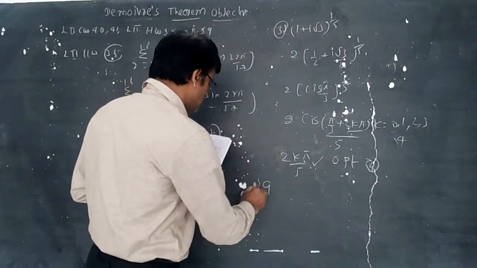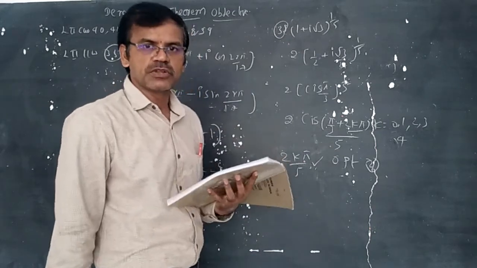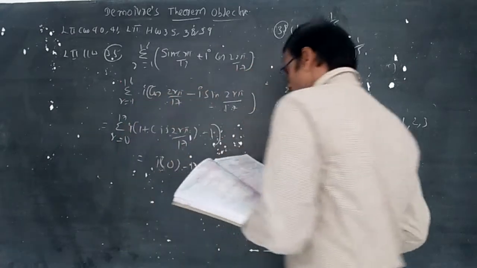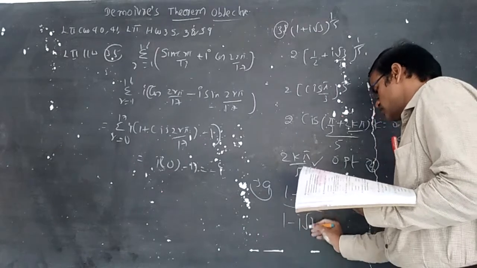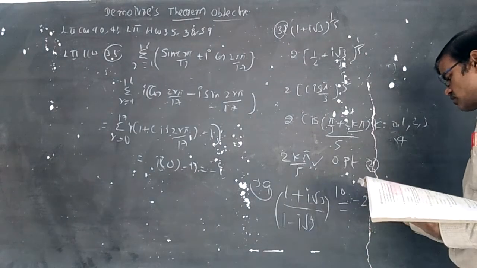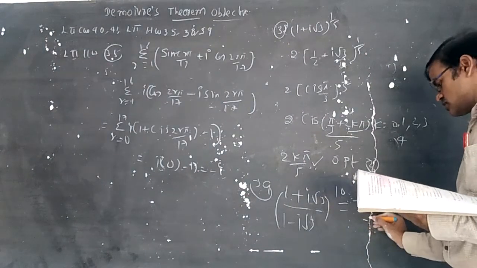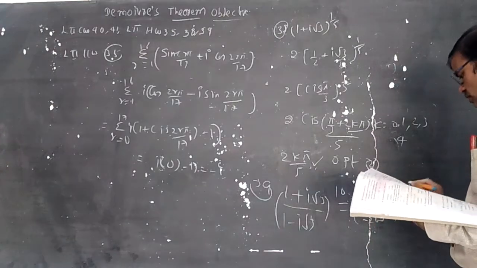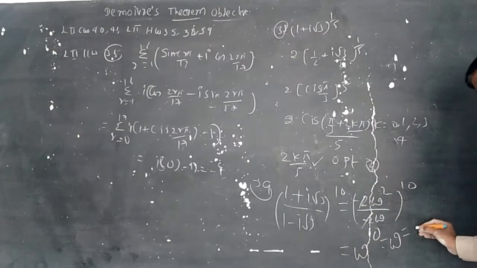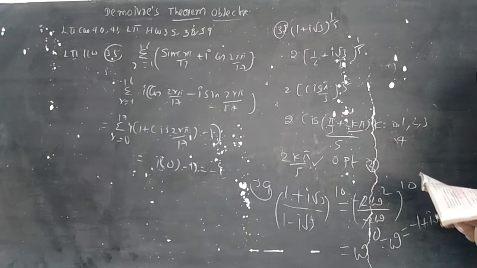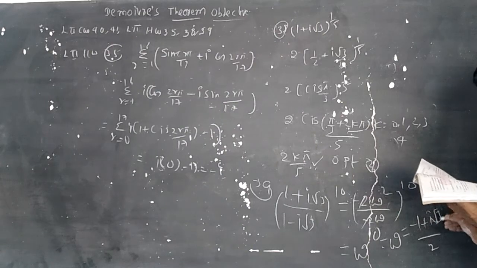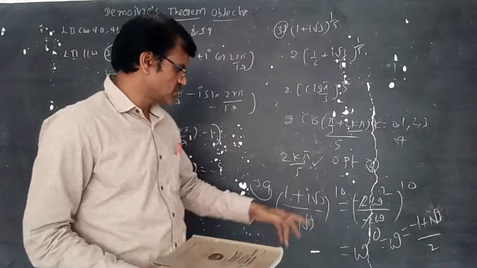39th question: (1 plus i root 3) by (1 minus i root 3), whole power 10. This can be understood as minus 2 omega squared, by minus 2 omega, whole power 10. Minus 2 gets cancelled. This is omega power 10, and omega power 10 is nothing but omega. The omega value is (minus 1 plus i root 3)/2. You can understand here omega squared is (minus 1 minus i root 3)/2. Therefore this is minus 2 omega squared.